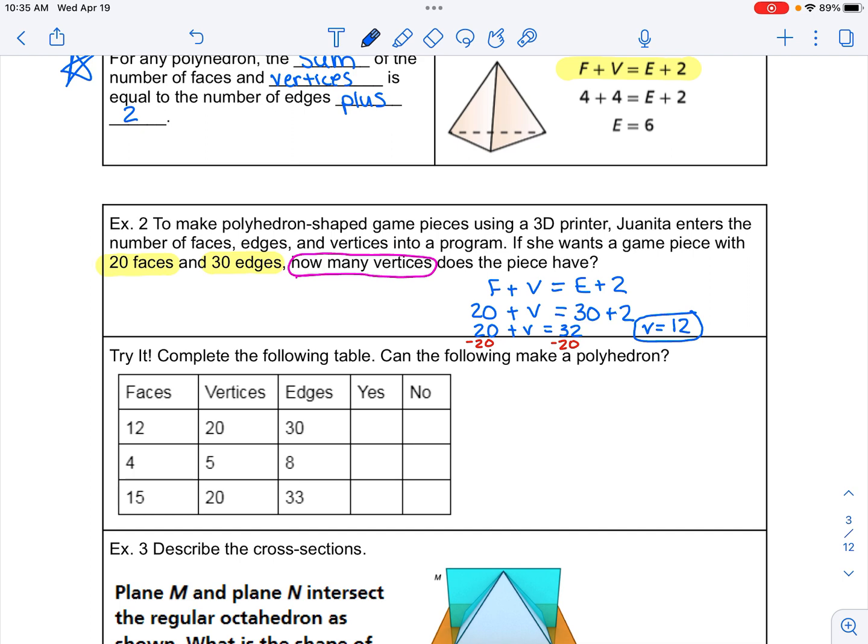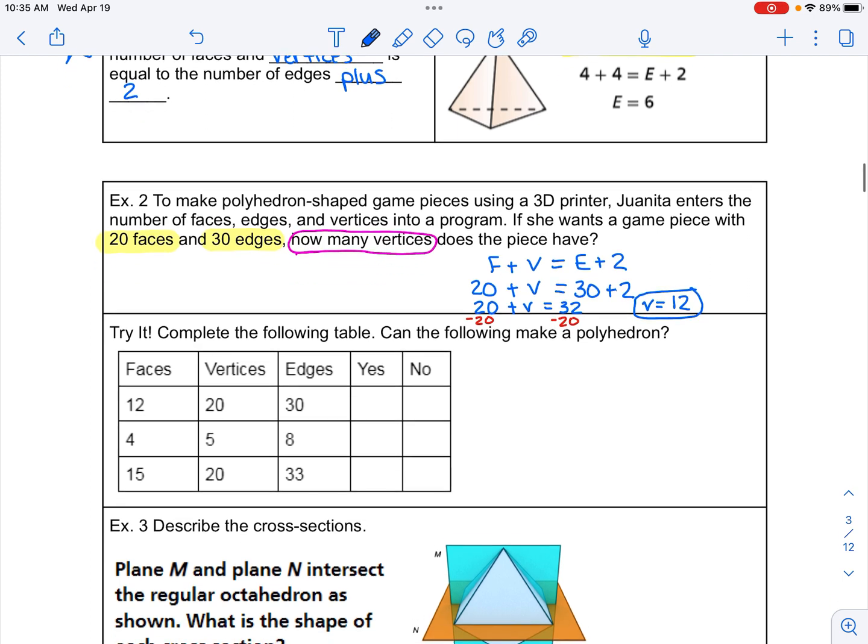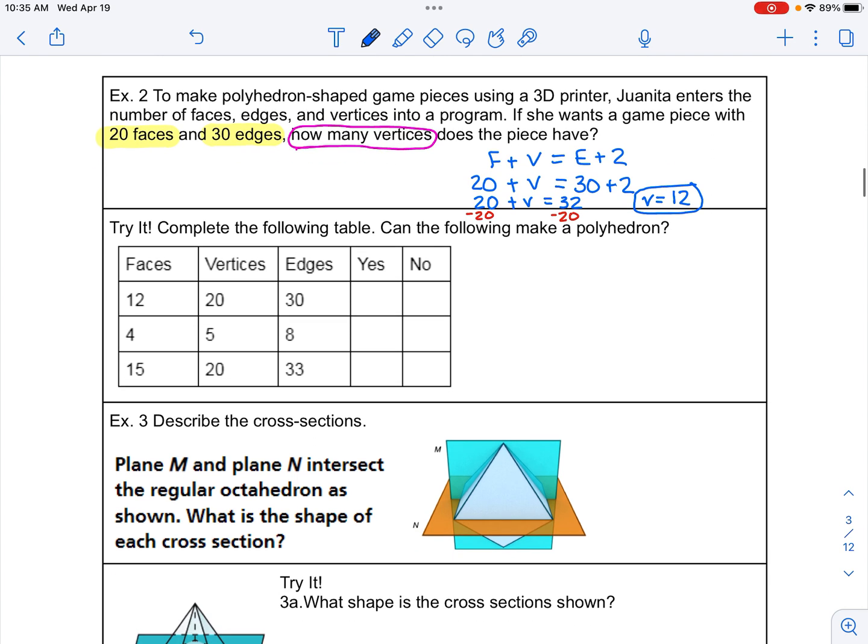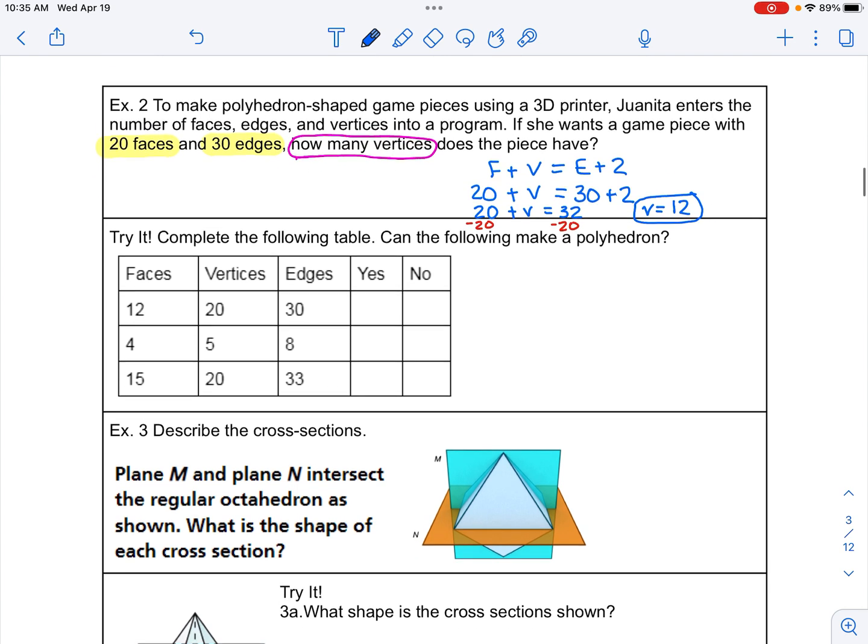The next one, instead of having you solve for one of the faces, edges, or vertices, it has you go ahead and check to see if these work. When we got the homework today, these column names didn't show up. So you'll have to fill in those words at the top of your homework today, but I put them in the same order as the paper.